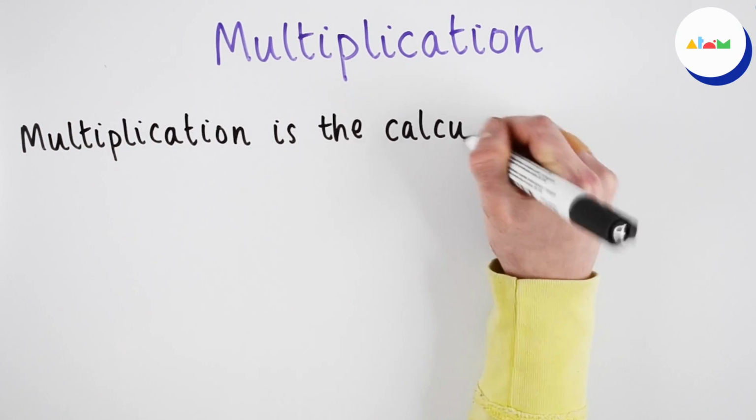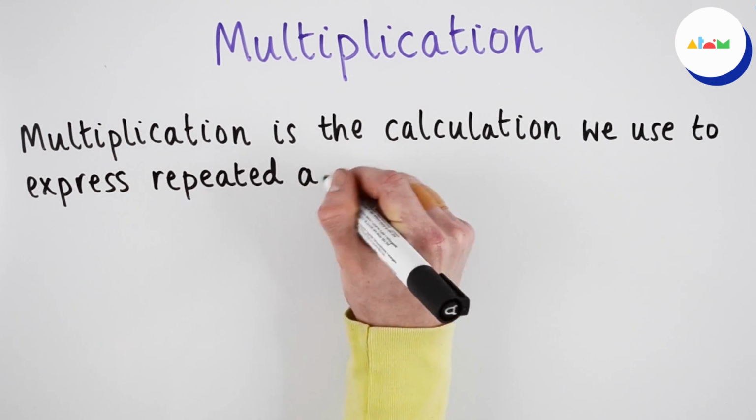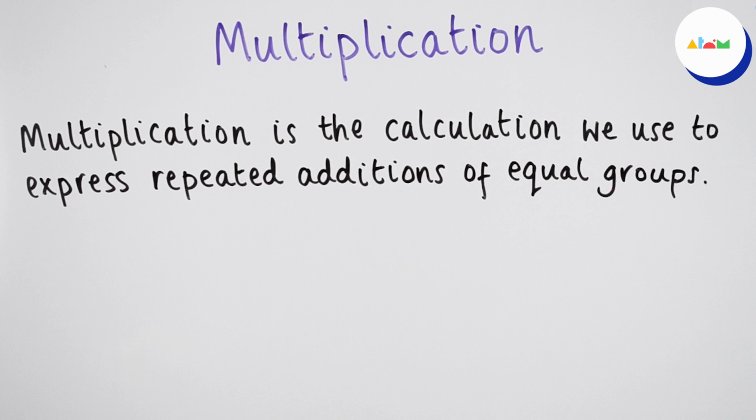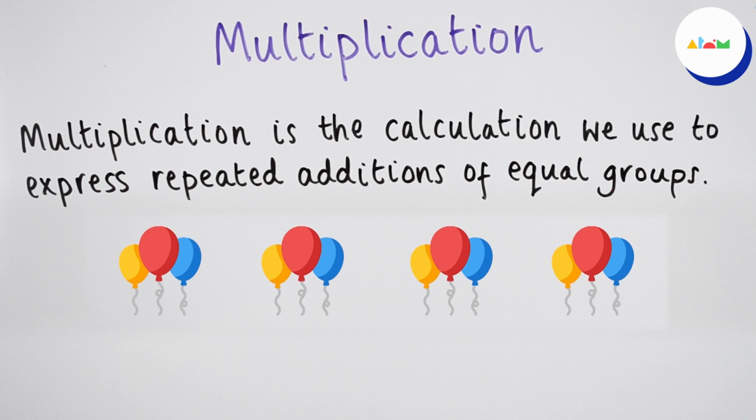Multiplication is the calculation we use to express repeated additions of equal groups. For example, these balloons are in equal groups. How many groups of balloons are there? There are 4 groups. How many are in each group? There are 3 balloons in each group.